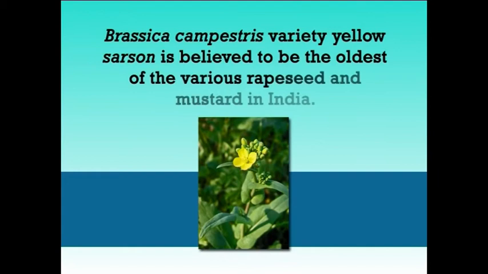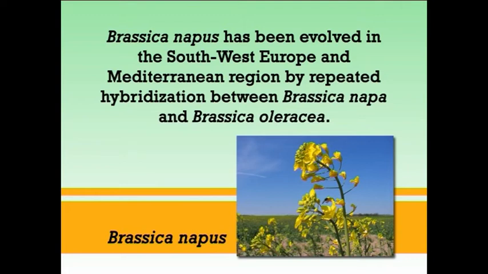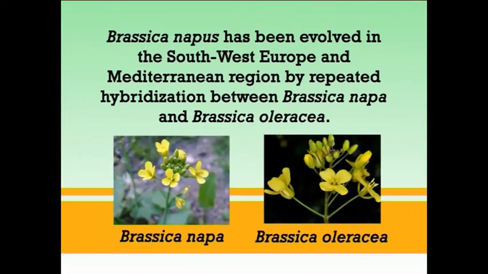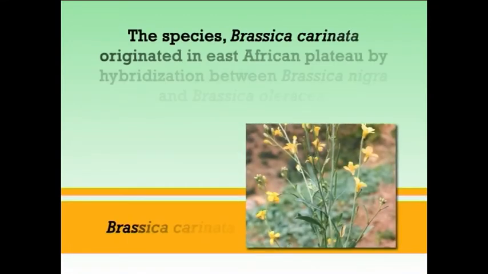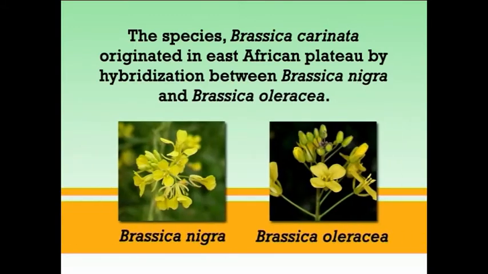Brassica campestris variety yellow sarson is believed to be the oldest of the various rapeseed and mustard in India. Brassica napus evolved in southwest Europe and the Mediterranean region by repeated hybridization between Brassica rapa and Brassica oleracea. The species Brassica carinata originated in the East African plateau by hybridization between Brassica nigra and Brassica oleracea.